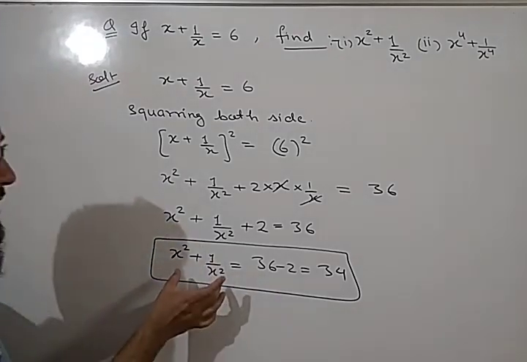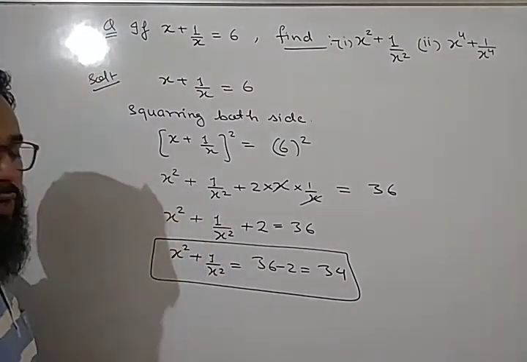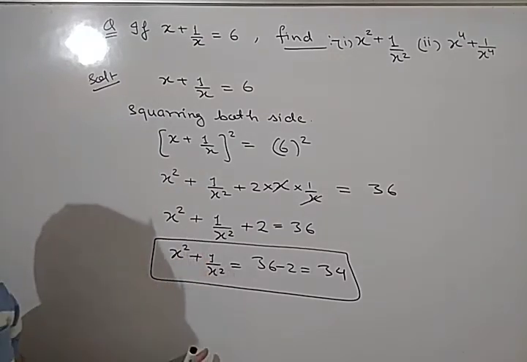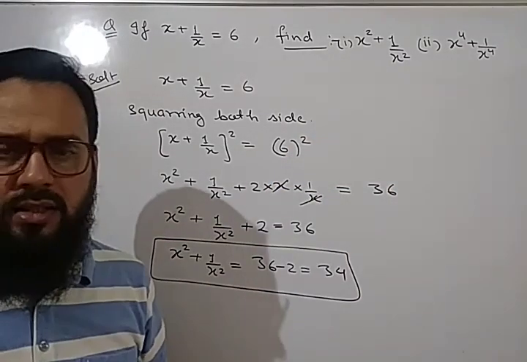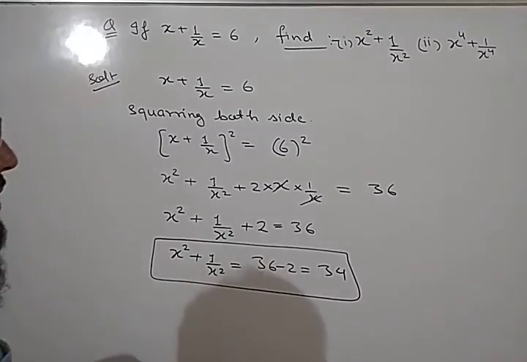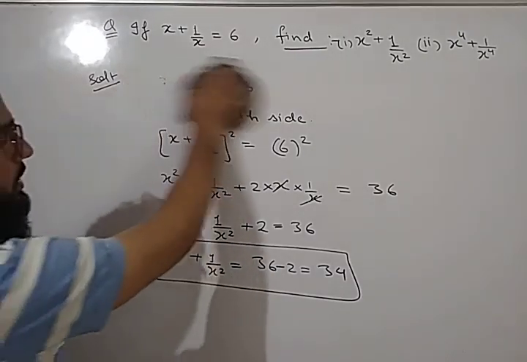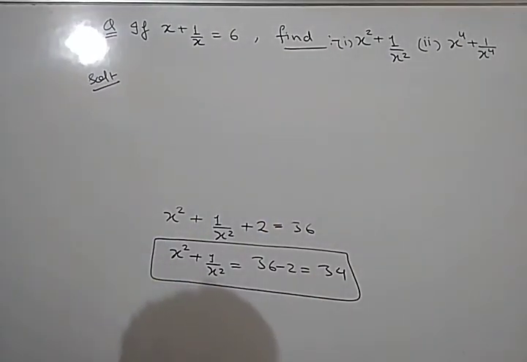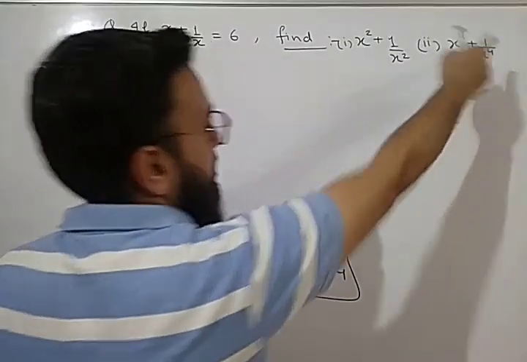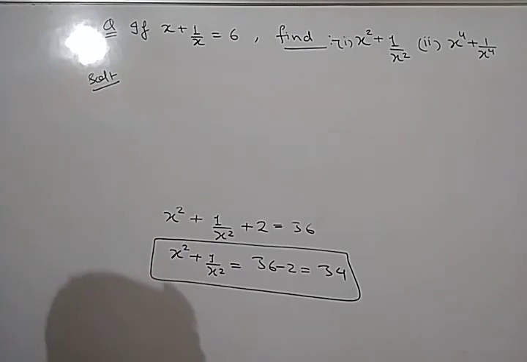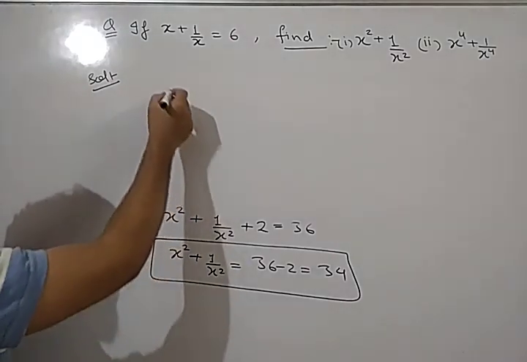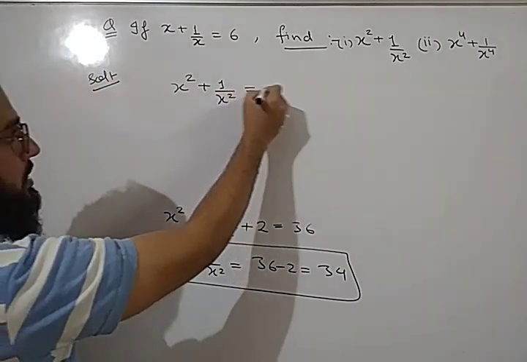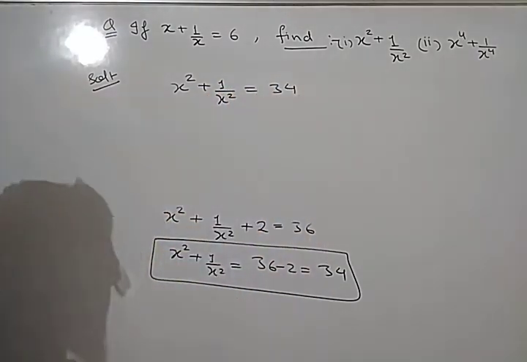If we again square this particular term, squaring both the sides, then we will get x to the power 4 and 1 upon x to the power 4. And what will be the remaining? Let us solve it. So I am rubbing this part. Now, for the second part, you have to find x to the power 4 plus 1 upon x to the power 4. So from this expression, we get x square plus 1 upon x square is equal to 34.